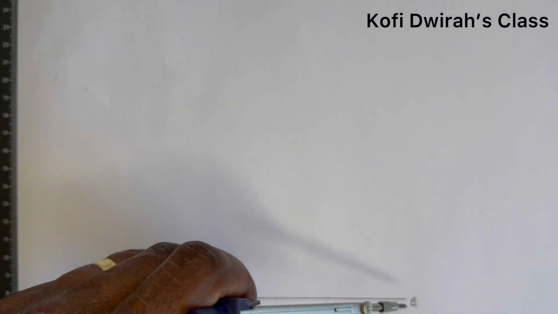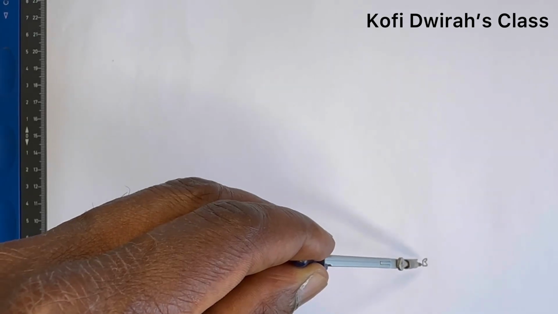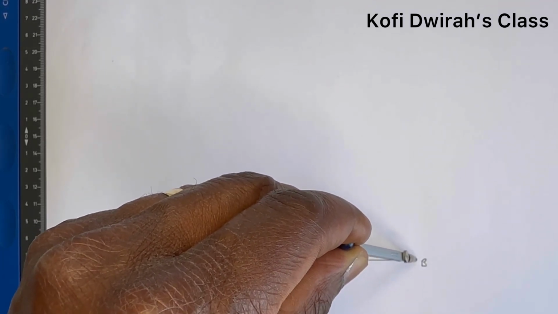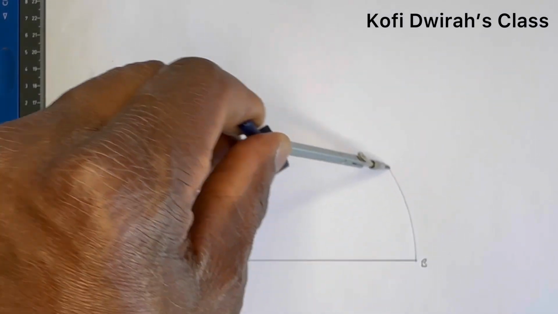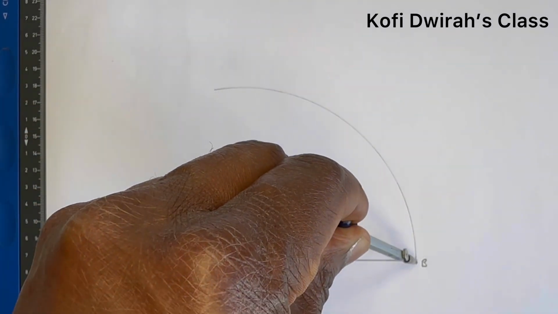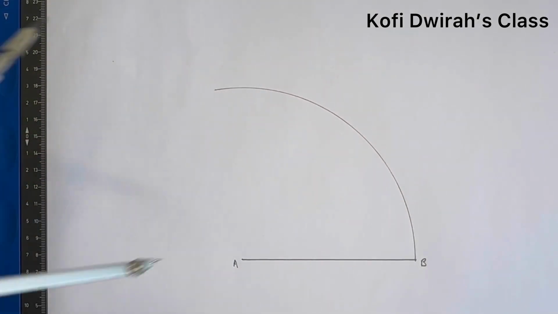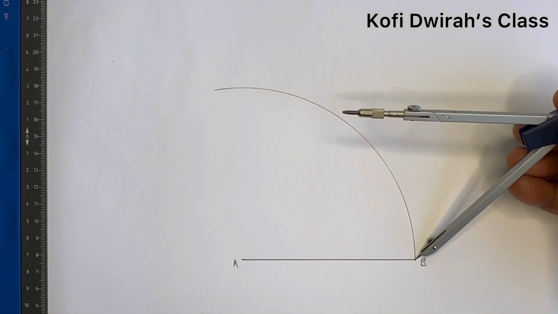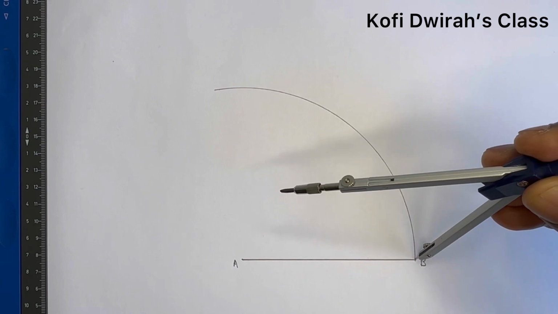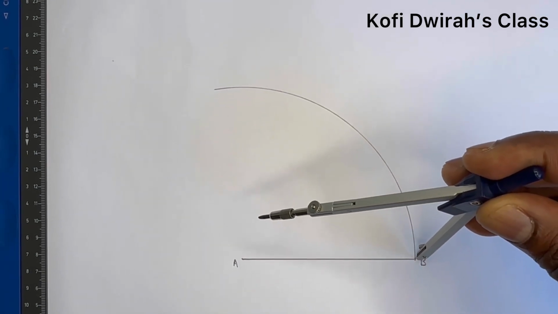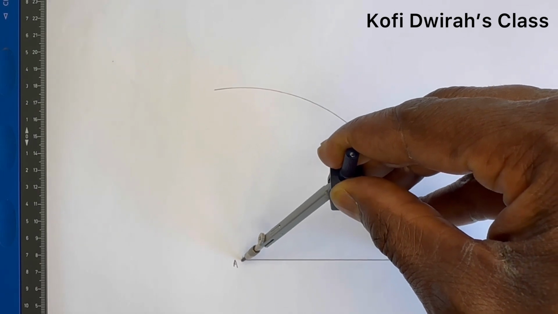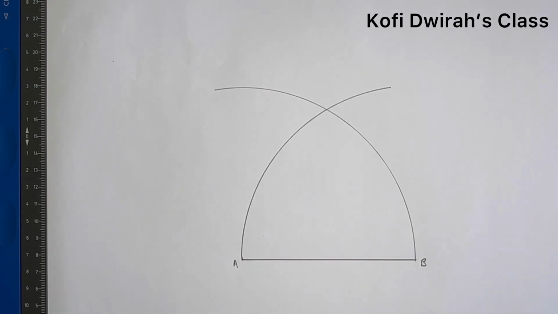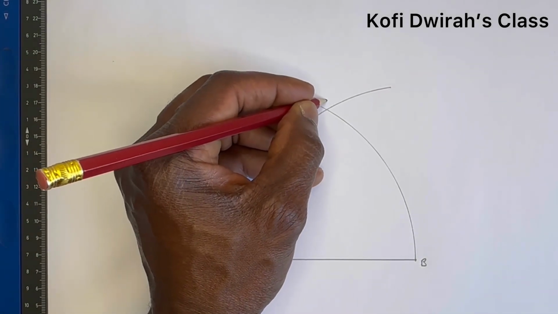you open your compass to point B. Then you draw an arc like this. Then at point B, with the same radius, to point A, you draw another arc. So now the intersection here is point C.